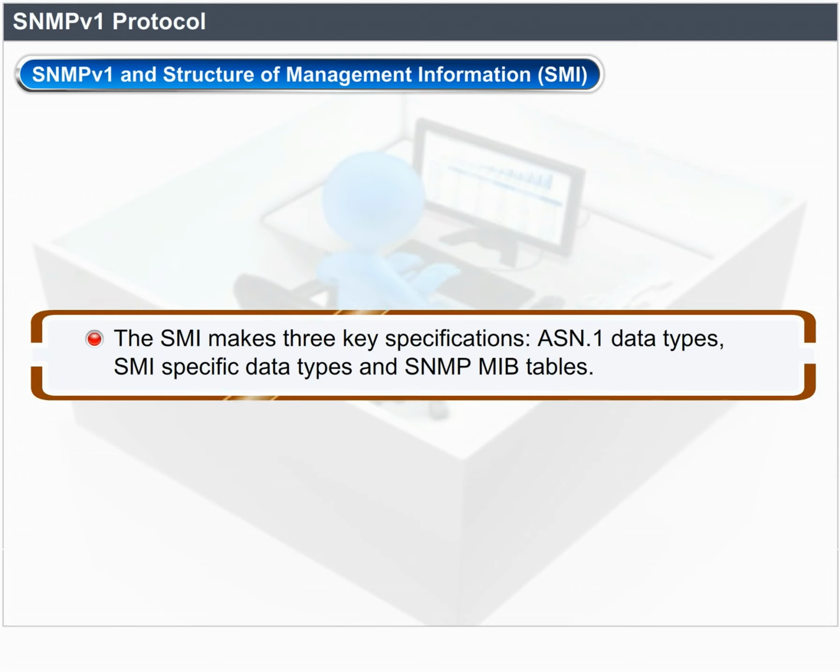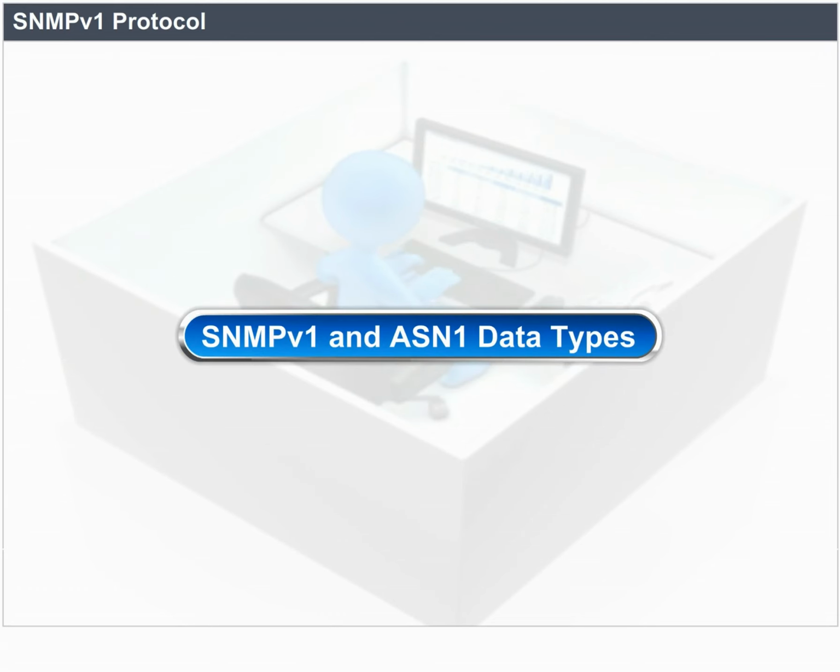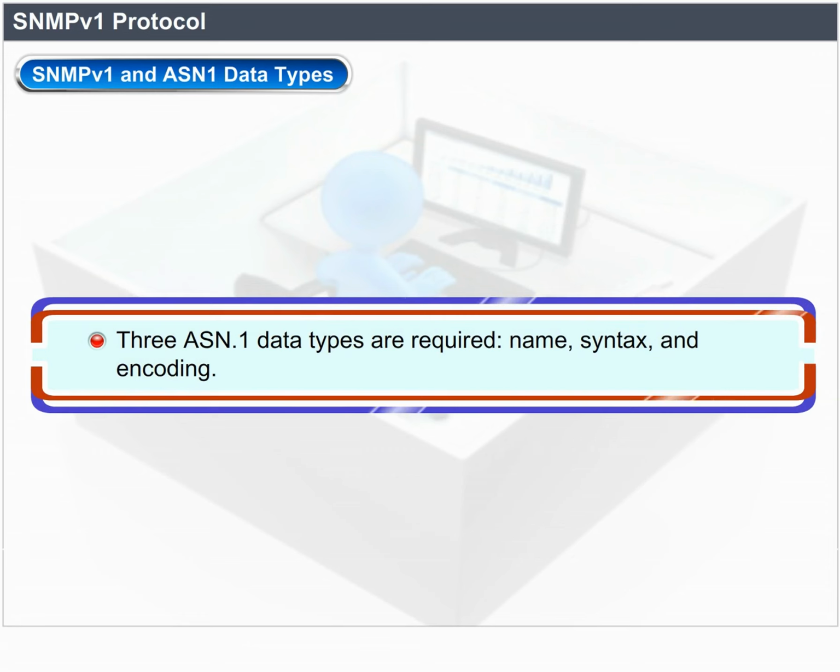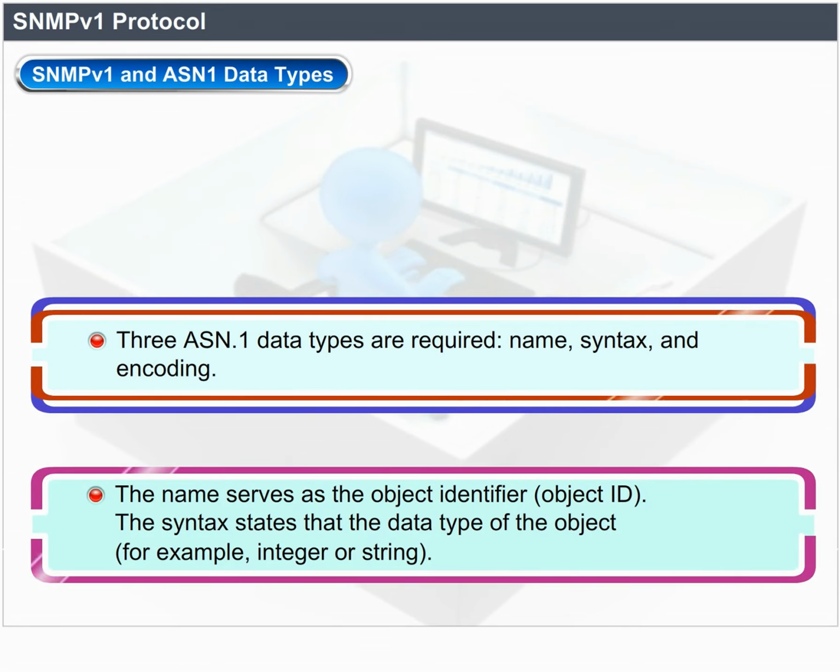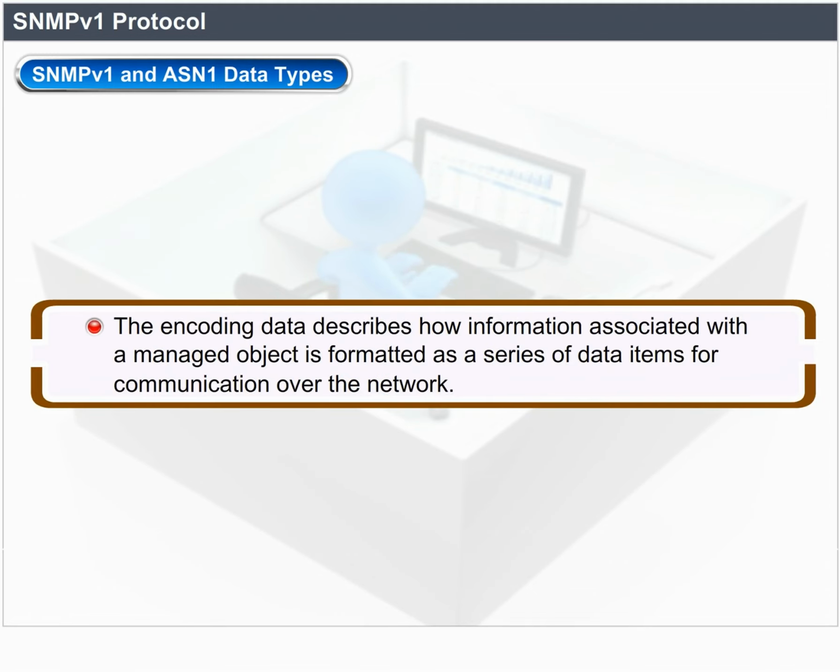SNMPv1 and ASN.1 data types. The SNMPv1 SMI specifies that all managed objects have a certain subset of Abstract Syntax Notation 1 or ASN.1 data types associated with them. Three ASN.1 data types are required: name, syntax, and encoding. The name serves as the object identifier or object ID. The syntax defines the data type of the object, for example, integer or string. The SMI uses a subset of the ASN.1 syntax definitions. The encoding data describes how information associated with a managed object is formatted as a series of data items for transmission over the network.